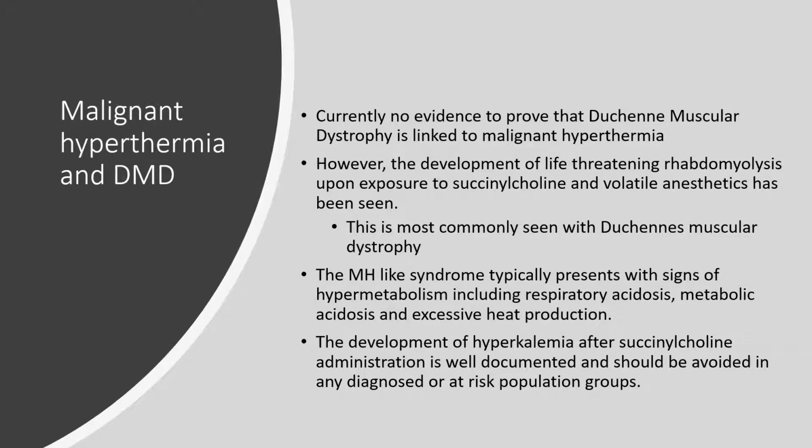So malignant hyperthermia and DMD, just like I stated, there is currently no evidence to prove that Duchenne's muscular dystrophy is linked to malignant hyperthermia. However, the development of life-threatening rhabdomyolysis upon exposure to succinylcholine and volatile anesthetics has been seen in muscular dystrophy patients.